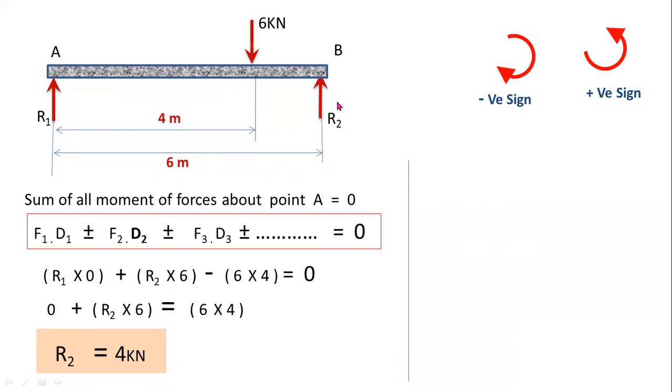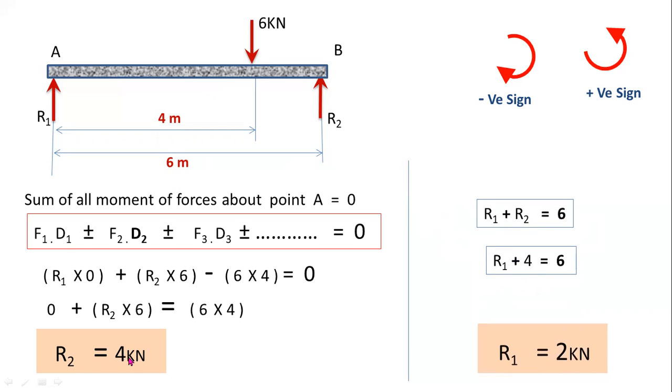The reaction force at the right end support is 4 kilonewtons. Already we know that R1 plus R2 equals 6 kilonewtons. From this equation, you can get the value of R1. R2 equal to 4 kilonewtons, so substitute this value in the equation. After substituting the value of R2, R1 equal to 2 kilonewtons. So these two are the reaction forces. R1 is the reaction force at the left end support, and R2 is the reaction force at the right end support.